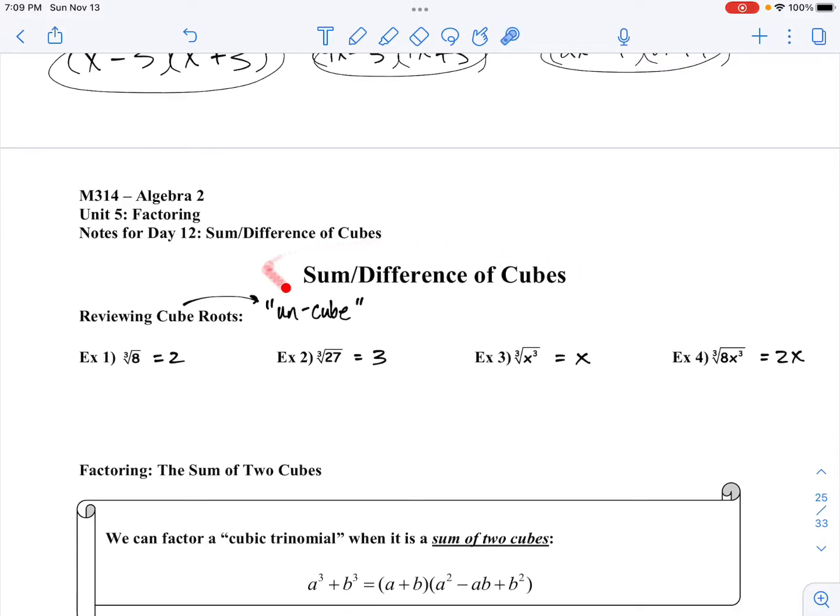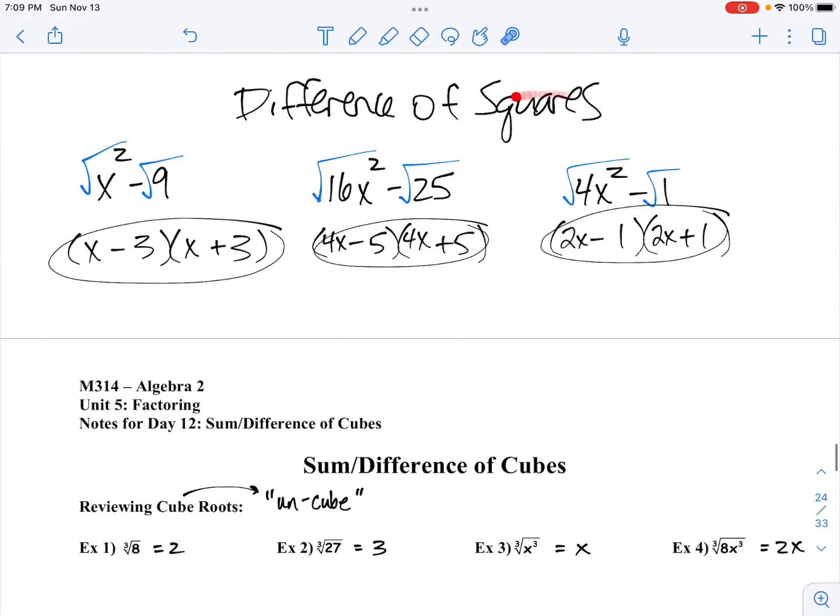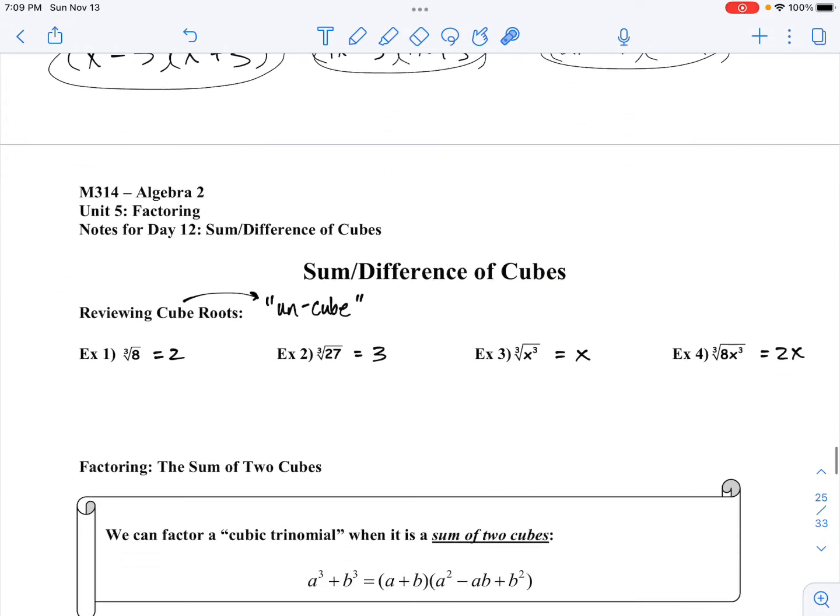This is sum and difference of cubes. So not squares, but cubes. So you're going to see a lot of 3s. Did you know that 2 times 2 times 2 is 8? Therefore, I can take the cube root of 8. That means uncube it, and you get 2. And same thing for 27. Did you know 3 times 3 times 3 is 27? That means I can take the cube root of 27 and get 3. When I take the cube root of x cubed, I just get x. When I take the cube root of 8x to the third, keep them together, the 8 turns into a 2, and the x cubed turns into an x.